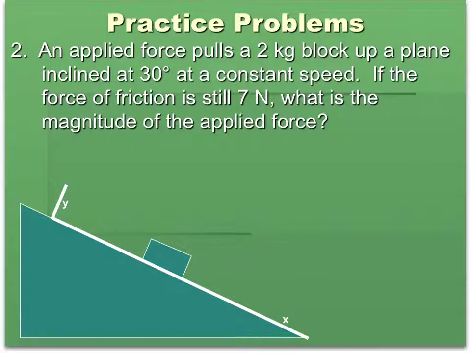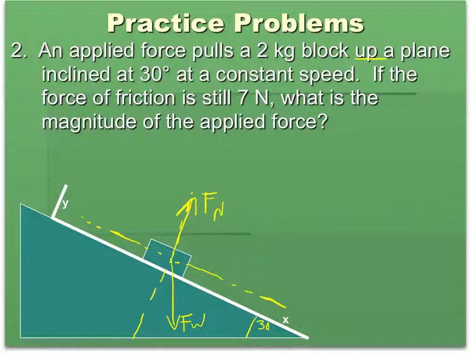Okay, this problem is similar. We have a force that's being applied to this 2 kilogram block, but now it's being pulled up that plane. So it's still inclined at 30 degrees, and I'm still going to start this problem by drawing my coordinate system on here. Okay. And I still know I have Fw, which is acting down. I still have my normal force, which is acting perpendicular to the contact surface. Okay. I still have to take my Fw and find its x and y components.